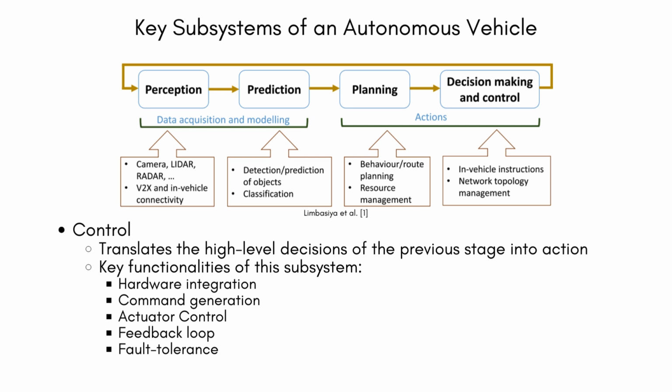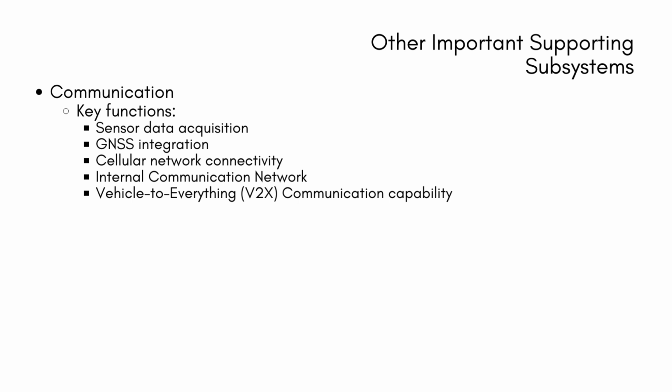Fault tolerance. The control subsystem is designed to be robust and handle unexpected situations. It should be able to detect and compensate for minor errors or sensor malfunctions. In some cases, it might even trigger emergency maneuvers to bring the vehicle to a safe stop if a critical system failure occurs. There are other key subsystems in autonomous vehicles, notably the communication and the computing resources.